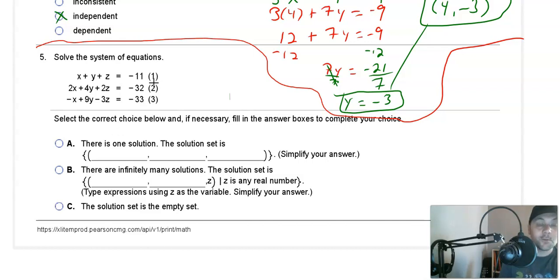So what we're about to do, first of all, these numbers are kind of awkward. They're just numbering the equations. They're not part of the equation, so you're not multiplying this by 2 or anything like that. You have a system with 3 equations and 3 variables, and these are linear equations, by the way. You have x plus y plus z is equal to -11. You have 2x plus 4y plus 2z equals -32. You have -x plus 9y minus 3z equals -33.